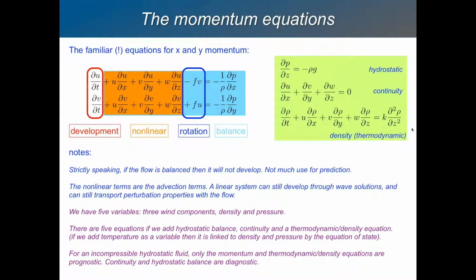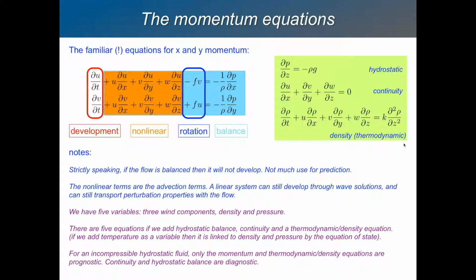So if you want to think about temperature, if you want to think about the atmosphere, then you'd have to add a thermodynamic equation. That's why I put that in brackets. So you can change the temperature through terms which are on the right-hand side of the equation. So those are the terms, heating and cooling terms, radiative heating, diabatic heating.